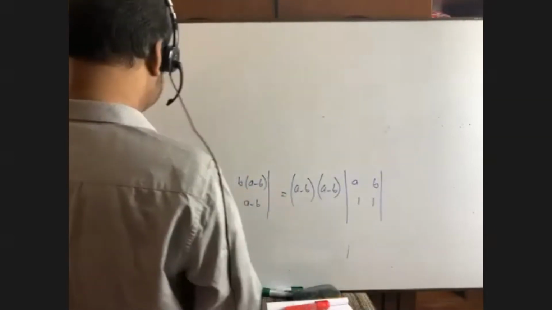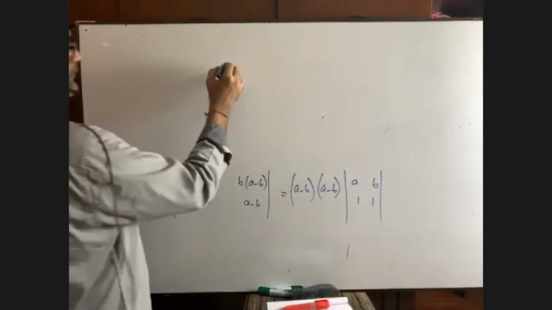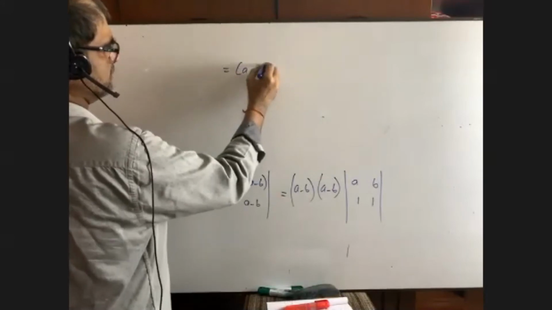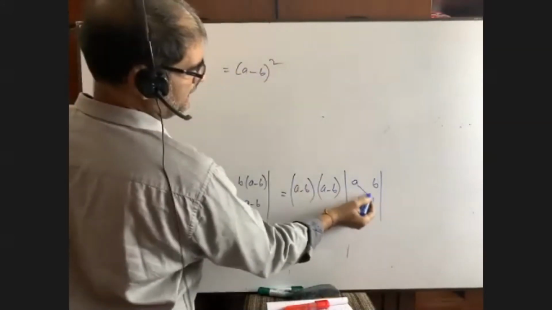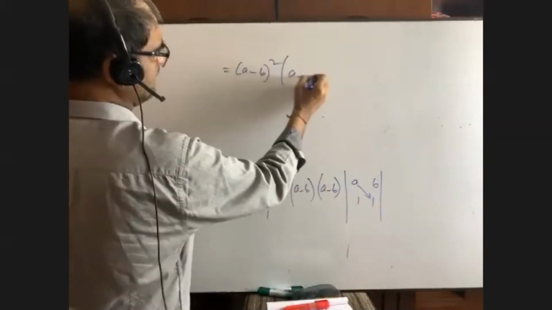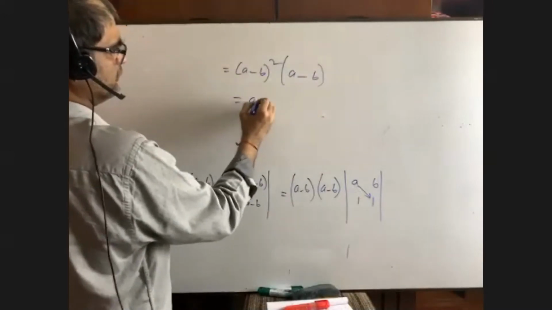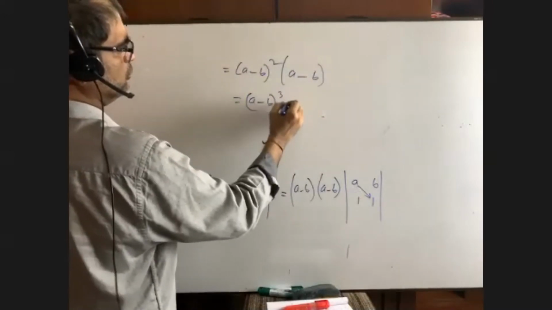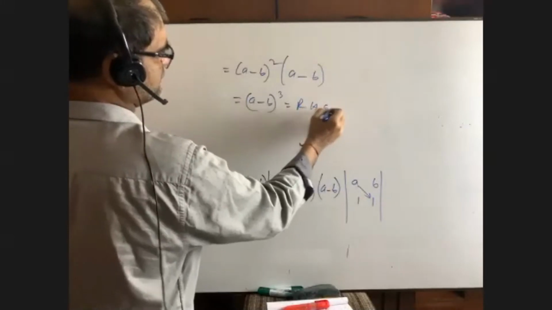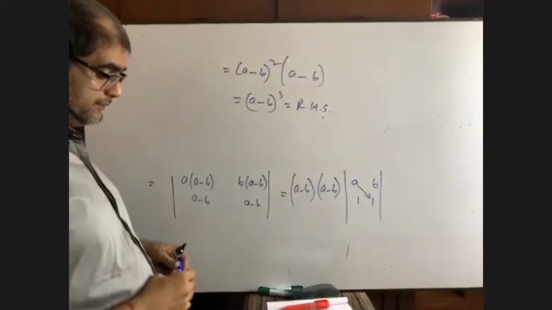If I go for multiplying it, we are getting here (A minus B) whole square. Now it is A into (A minus B), so our answer is (A minus B) whole cube, which is our required right hand side. So the math is done.